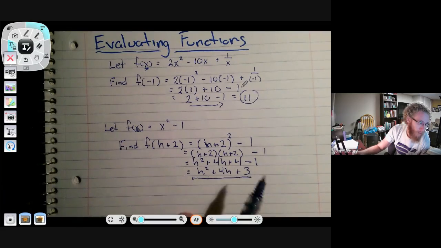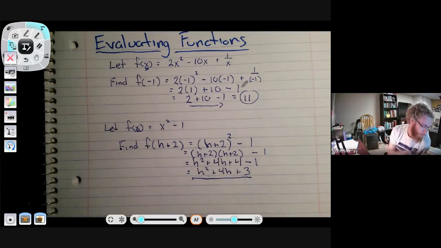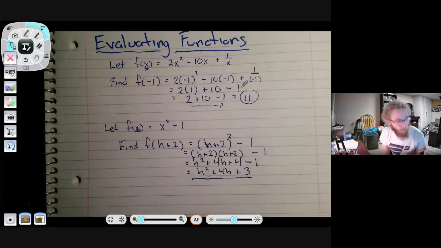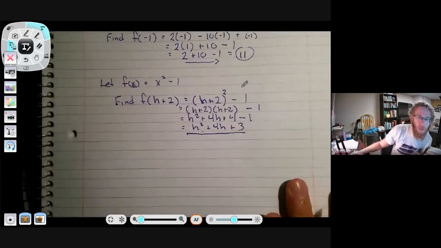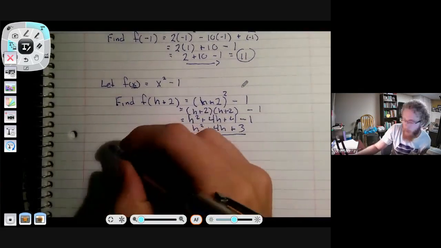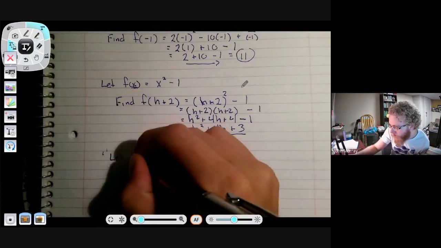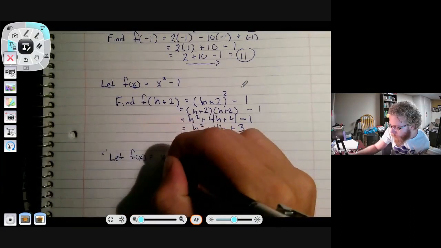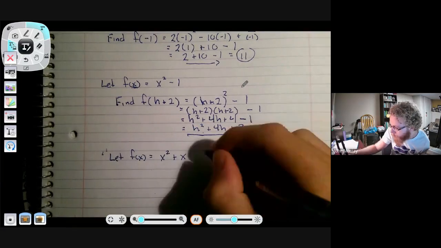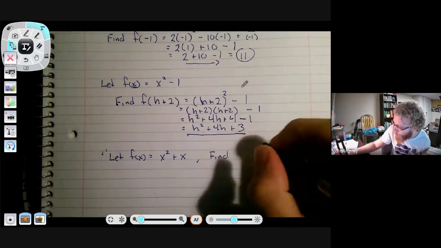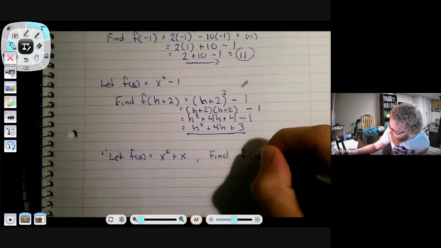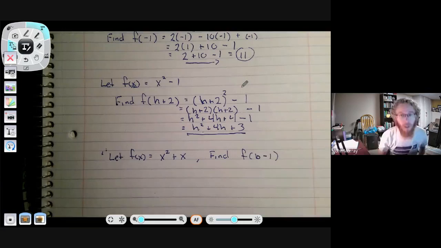Any questions about that? Okay, I'm going to give you guys one problem to work out now. I want you to try it on your own for a little bit. Let f of x equal x squared plus x. I want you to find f of b minus 1.